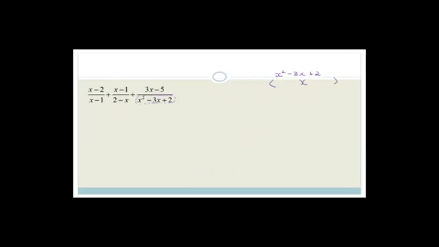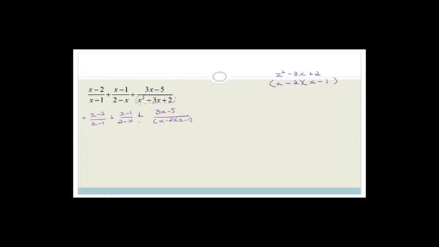Okay, the coefficient of x squared is 1, so this is going to be an x and this is going to be x. This plus sign here tells us that both the signs are the same and they're both minus. And the only factors of 2 are 2 and 1. Okay, so do you agree? I could rewrite this as x minus 2 over x minus 1 plus x minus 1 over 2 minus x plus 3x minus 5 all over x minus 2, x minus 1.